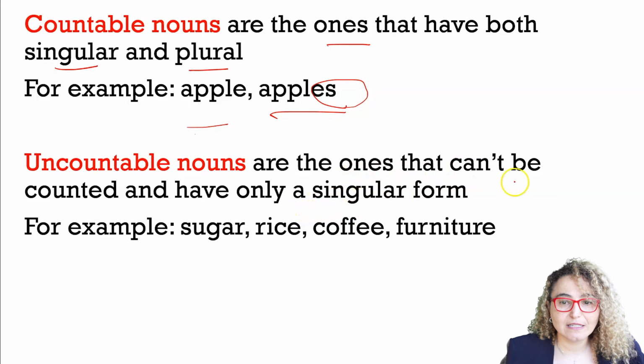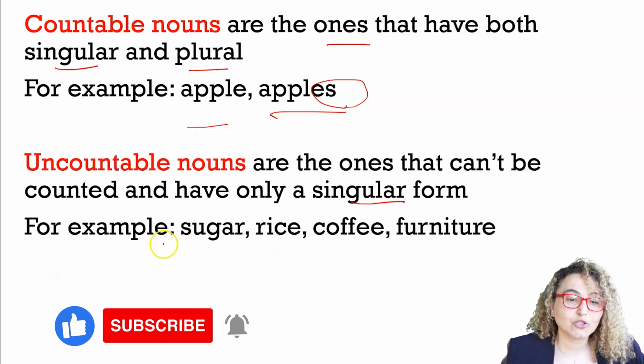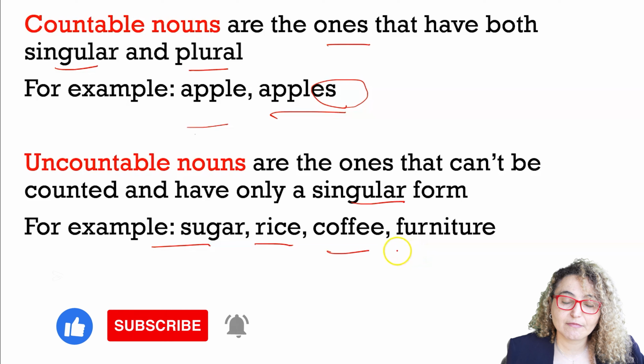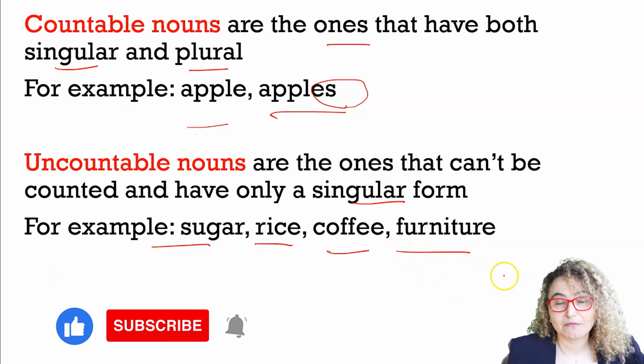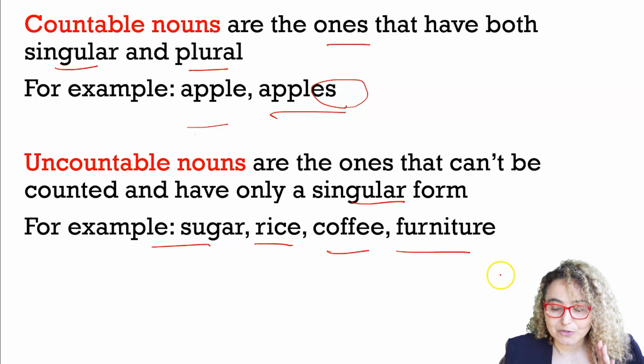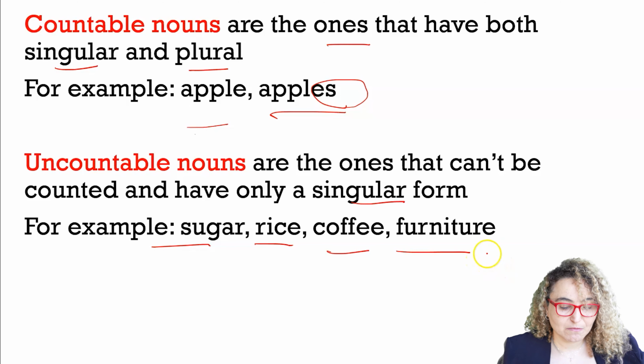Uncountable nouns, on the other hand, are the ones that can't be counted and have only a singular form. For example, sugar, rice, coffee, furniture, money. These are nouns that we can't really count. Okay? So this is what you need to remember. Countable nouns are things that you can count: 1, 2, 3, 4. Uncountable nouns are nouns that we can't count. Okay, moving on.